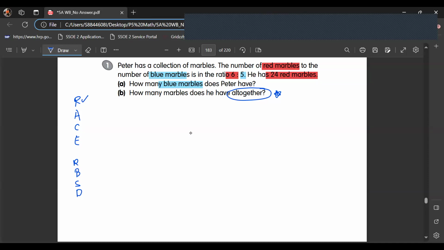R is... oh yeah, actually I should go, good point, I should write ratio here. Is the ratio given? Yes, it's given 6:5. R stands for rate. Is rate given? Yes, 24. So I can write down already. I'll show you two methods. Here, number 1 is the model method. I'll draw it here. And then here I'll write down the ratio method.